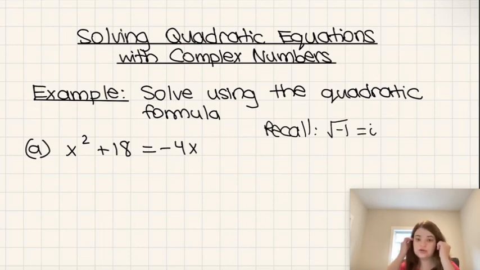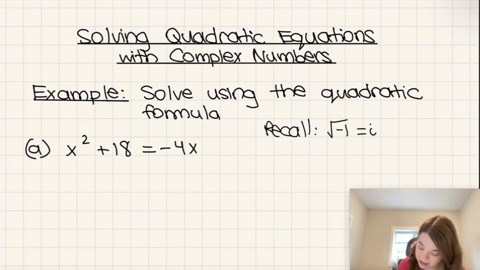Okay, so in order to use the quadratic formula on this, first I need to get this into the proper format, which is ax squared plus bx plus c equals 0. So everything needs to be on one side, either left or right, doesn't matter. And then the 0 needs to be on the opposite side.